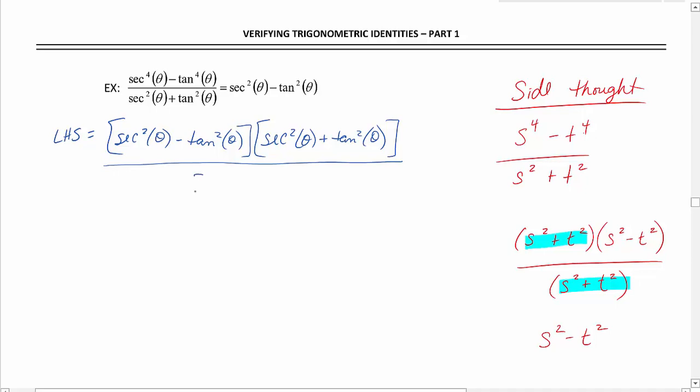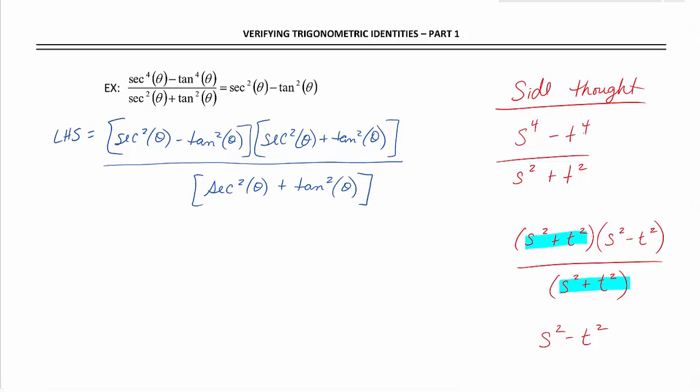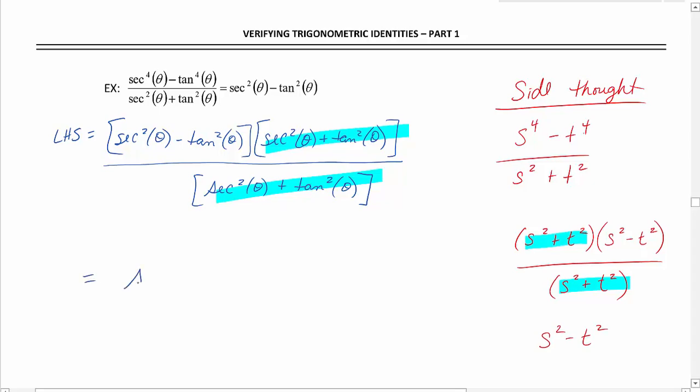And our denominator doesn't factor, but I'm going to put it in brackets. I always like that when I'm simplifying rational expressions. It reminds me that I'm either canceling the whole factor or none of the factor. And now I see that I have a common factor that can be canceled. And we're left with secant squared theta minus tangent squared theta, which is our right-hand side, and we're done.